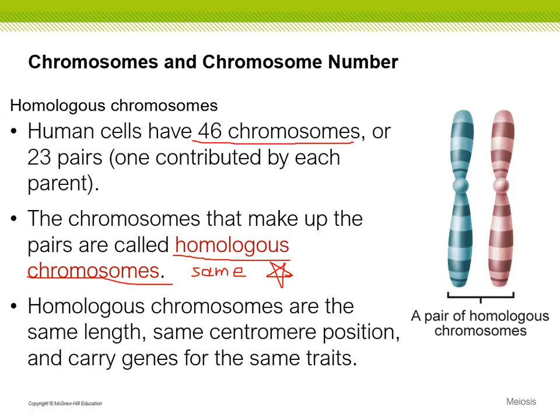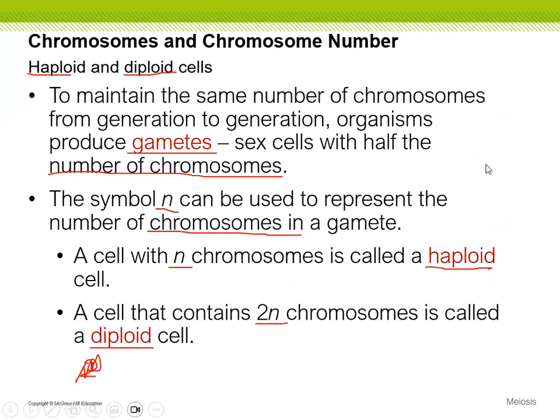We first started looking at homologous chromosomes. They are the same length, they have the same centromere, and they carry the genes for the same trait. So both of these might be about your eye color, for example. They're homologous if they're the same. Then we started looking at what a haploid cell is, what a diploid cell is, etc.